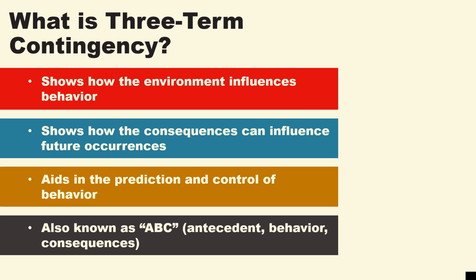collectively. It shows how the environment influences behavior, how the consequences can influence the future occurrence of the behavior, and aids in the prediction and control of behavior. This is also known as the ABCs of behavior.